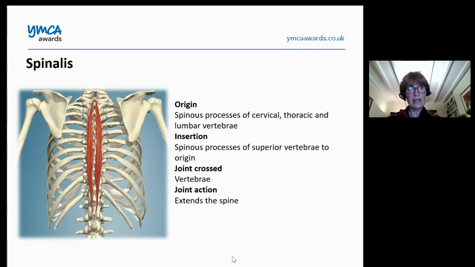The third one is spinalis, and this is the most medial of the three. Again, this connects the spinous processes of adjacent vertebrae. We've got it in all three areas, the cervical, thoracic, and lumbar vertebrae, and it just goes from vertebral spine to vertebral spine, connecting the spinous processes. And again, that extends the spine. So those are the three muscles that make up erector spinae: iliocostalis, longissimus, and spinalis, going from lateral to medial.